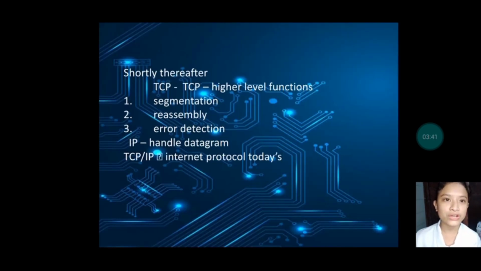Shortly thereafter, TCP took on higher level functions: segmentation, reassembly, and error detection. IP handles datagrams. TCP/IP are the Internet protocols today.